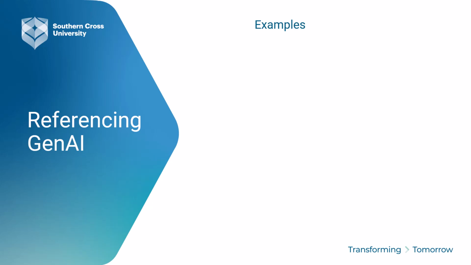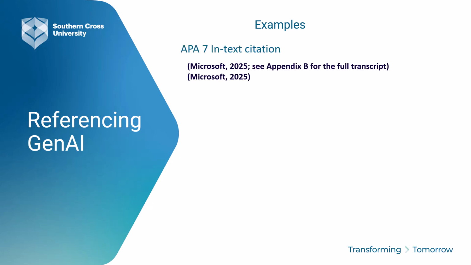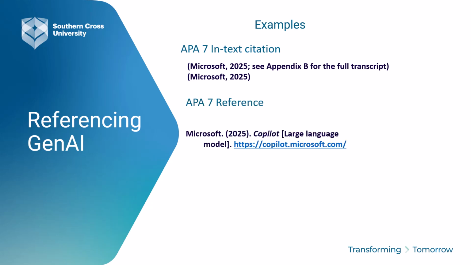Now let's look at one example. This example is for APA 7 style. There are 2 components to referencing: the in-text citation and the entry that will appear in your final reference list. The in-text citation may also refer to the appendix if you have saved your outputs there. The reference includes the author of the model, Microsoft in the case of Copilot, the title of the tool, the type of tool, and the link.